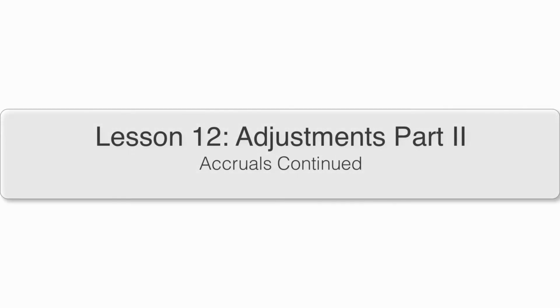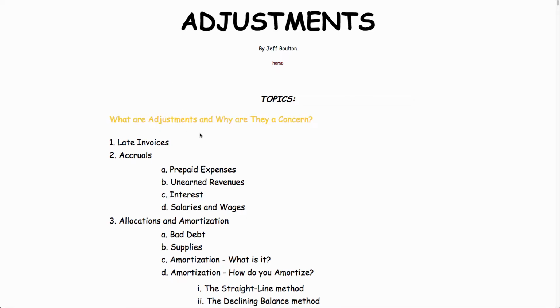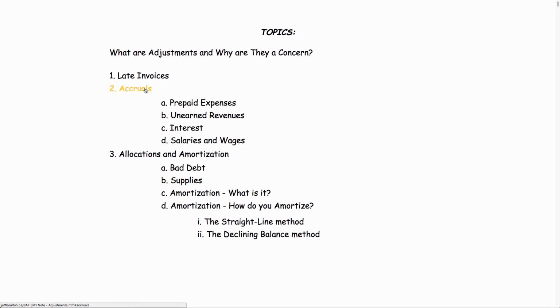So in this lesson, lesson 12, our second adjustments lesson, we're going to take a look at the rest of our accruals, right? These ones here. So we started with our main two, accruals, and we talked about these two. And today we're going to talk about interest and salaries. And we're also going to talk about how all of them are actually the same process.